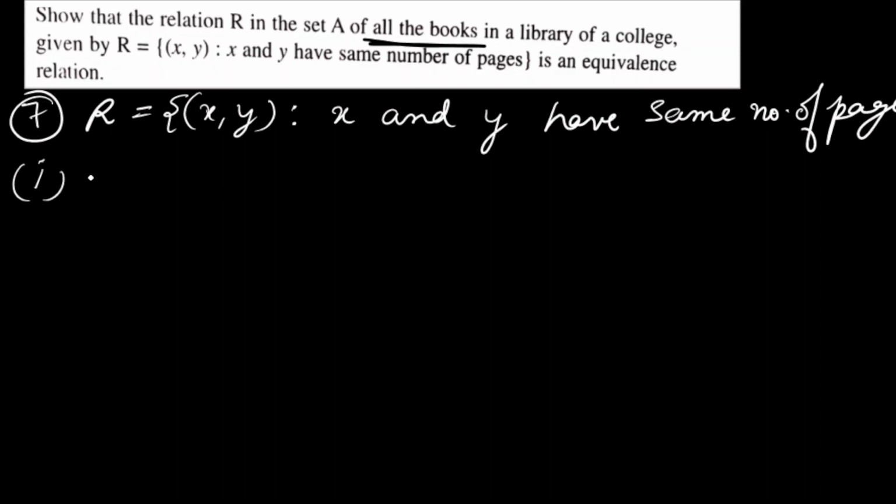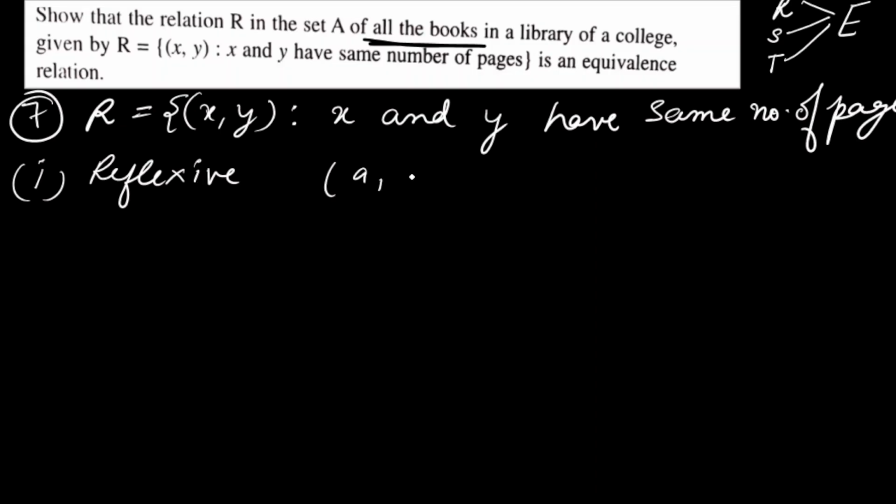First, it's mentioned here that this relation is an equivalence relation. Equivalence relation means the given relation is reflexive, symmetric and transitive. If the given relation is symmetric, reflexive and transitive, then that relation is known as an equivalence relation. For reflexive, we know this thing. The relation is defined by this: x and y have the same number of pages.